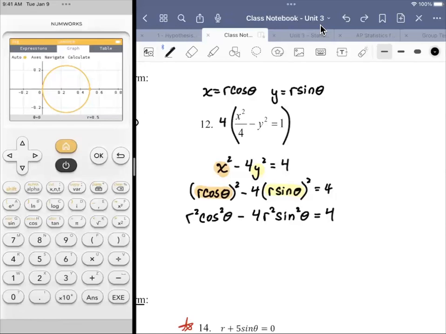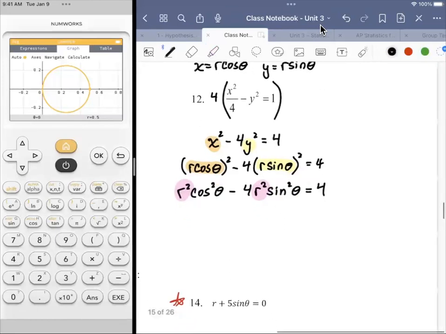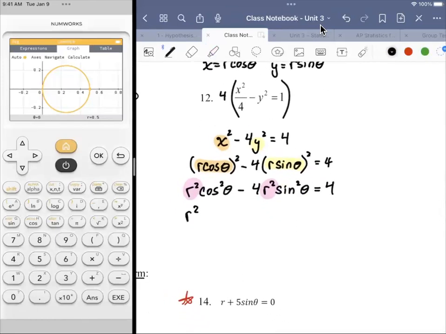But just for curiosity's sake, I'd like to take it a little bit further and try to solve for R. I noticed that there is a common R squared here and here, so I'm going to factor that out. So I have R squared times cosine squared theta minus 4 sine squared theta is equal to 4. If ultimately my goal is to get R alone, then I'm pretty much there. I just got to take cosine squared minus 4 sine squared and divide it into both sides.